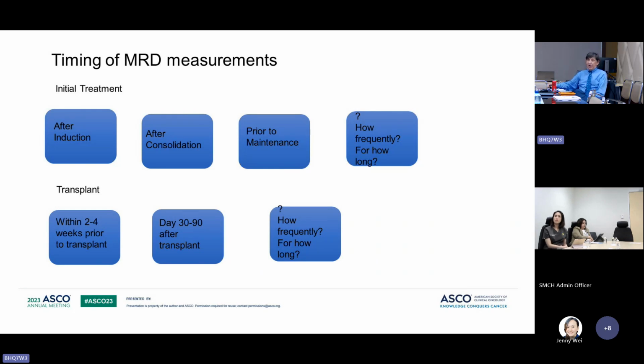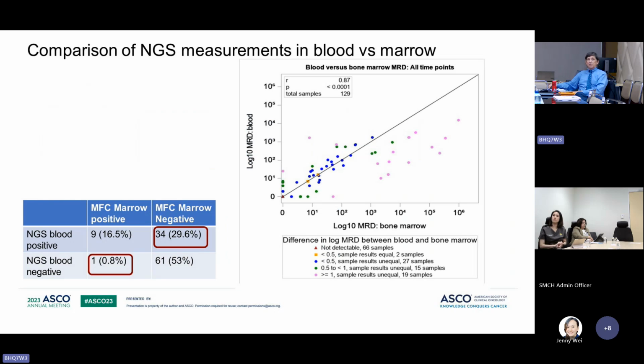And the question is, if you do find somebody on maintenance and you're MRD negative, how long before you call them cured? In the case of transplant, we use MRD frequent testing. We use it prior. We use it typically as early as 1 month, but typically 3 months after. And again, when is somebody cured? Are they cured at 1 year, 2 years, 5 years? How long do you follow?